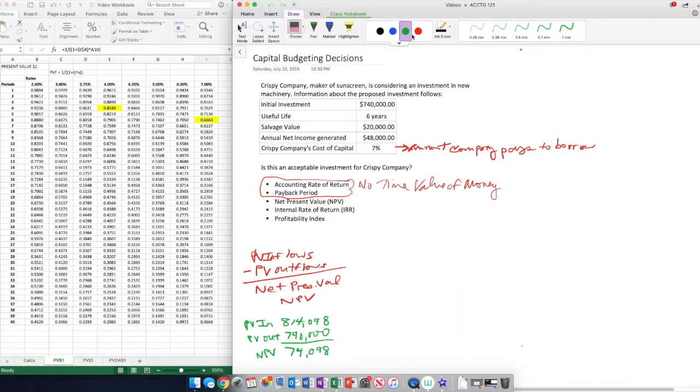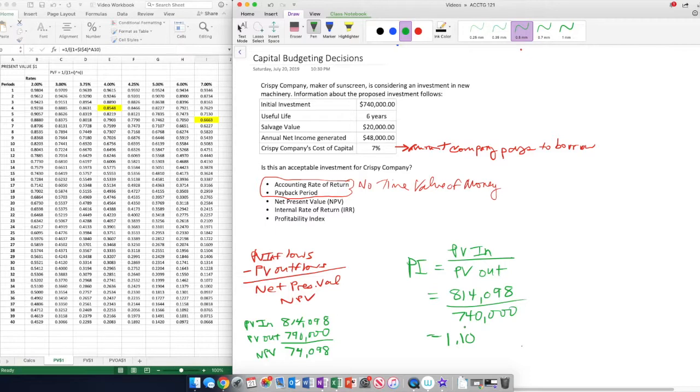If we're going to do this profitability index, we calculate it by taking the present value of the inflows and dividing it by the present value of the outflows. It's very similar to NPV. So in this case, we would take 814,098 and divide it by the $740,000. And that's going to give us a number of 1.10.